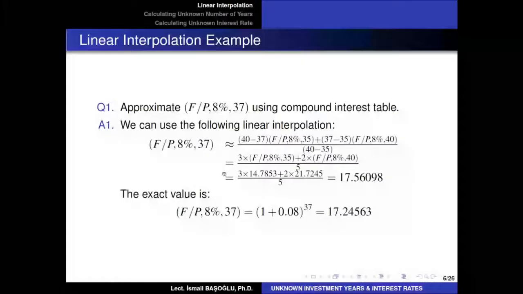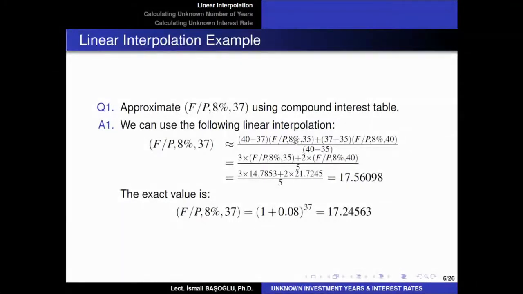And if we go back to our presentation file, you will see that in this formulation, we are calculating a weighted average of the two closest compound amount factors for f over p, which are for 35 and 40 years, and these values are as recorded from that table. Now we are going to take a weighted average of these two values. Now you see, we are interested in 37 years. And what we have is 35 and 40 years.